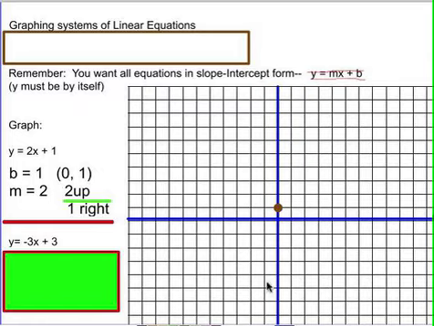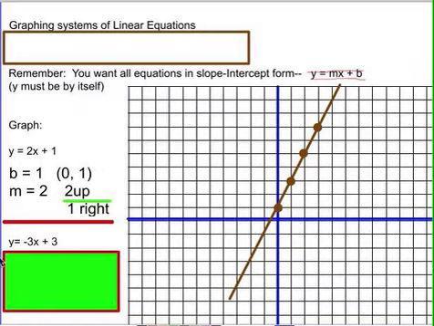So from our y-intercept, we're going to move 2 up and 1 to the right, and that will place our dot. We can continue in this pattern so we can make sure we make a straight line. So again, 2 up, 1 to the right. 2 up, 1 to the right. There we have our straight line for the first equation.